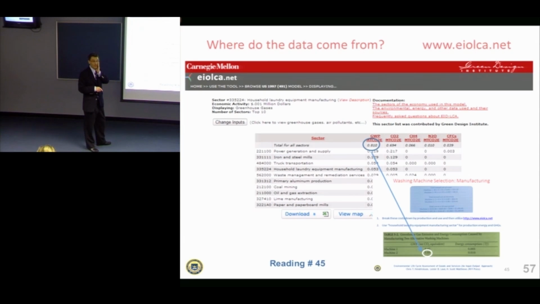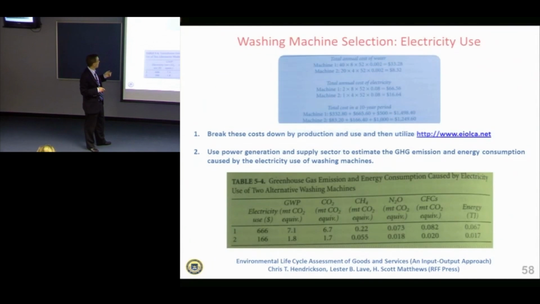You understand how I did that? I went to the database, and I'll show you another example here. How about the power generation supply sector? Let me choose machine 1 here: $66 a year times 10 years, that's about $660. So I'm going to put $660 into the power generation and supply sector, and hopefully I'm going to get 7.1 megatons of CO2 equivalent.